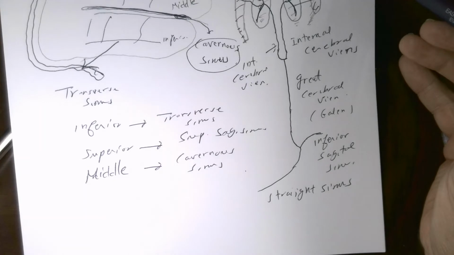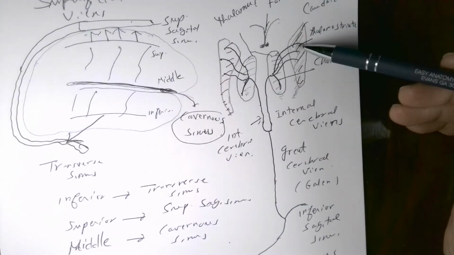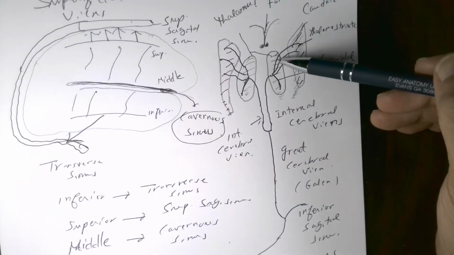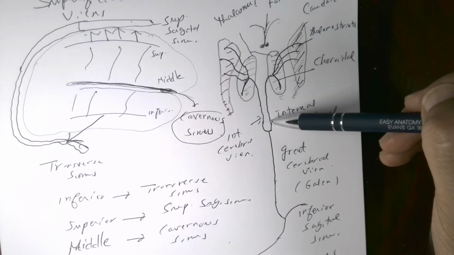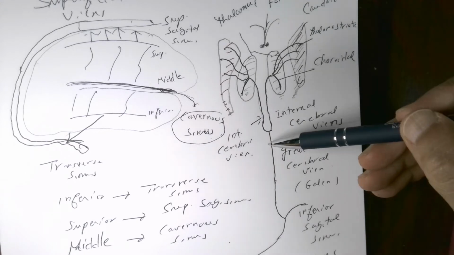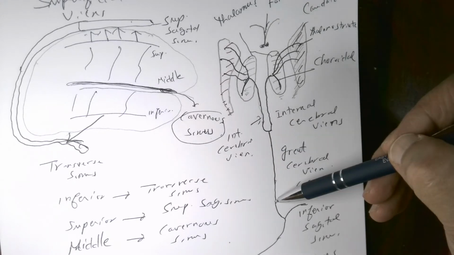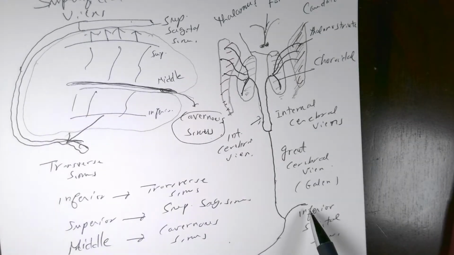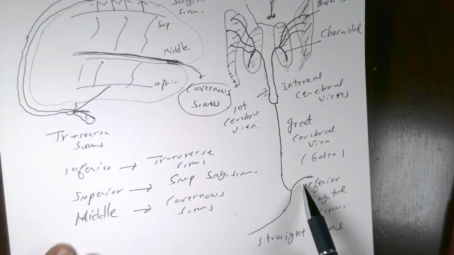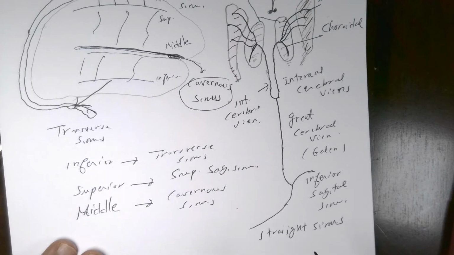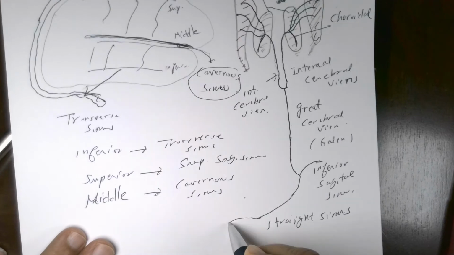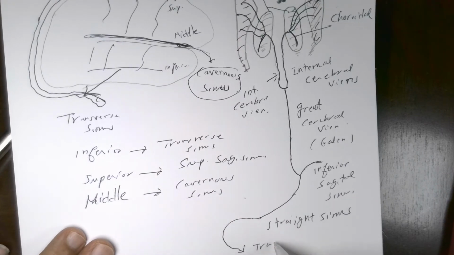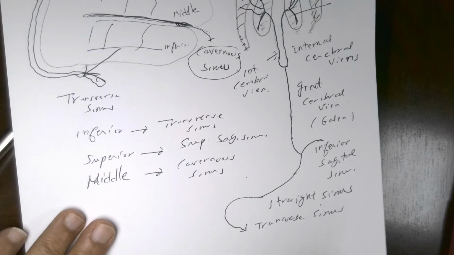Again, it's very easy now. If we start from the top, we have the thalamostriate vein joined by the choroidal vein. They form the internal cerebral vein. Internal cerebral veins together form the great cerebral vein. The great cerebral vein is going to be joined by the inferior sagittal sinus to form the straight sinus. And you know what happens to the straight sinus? Straight sinus later on is going to continue as transverse sinus, mostly the left one.